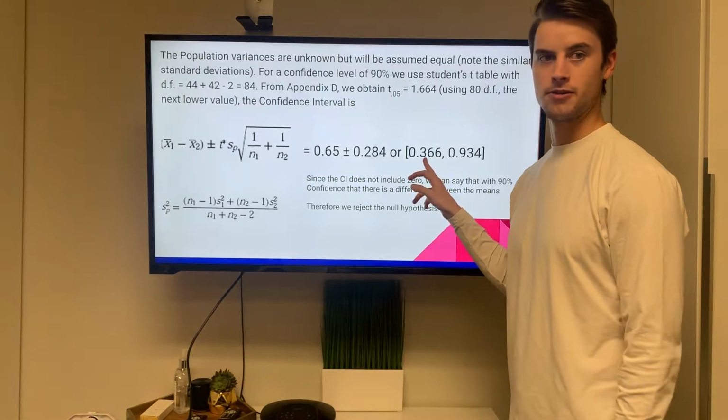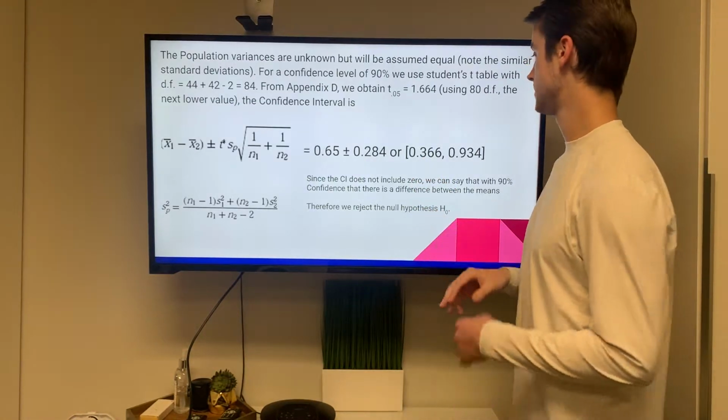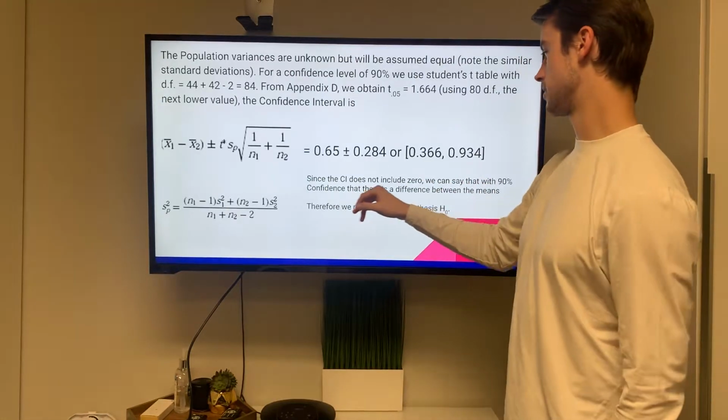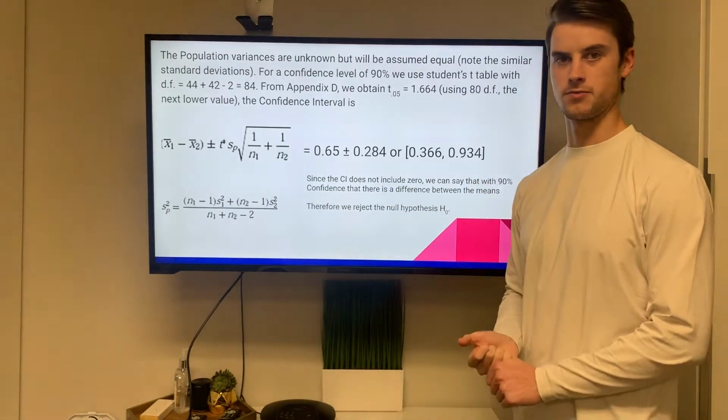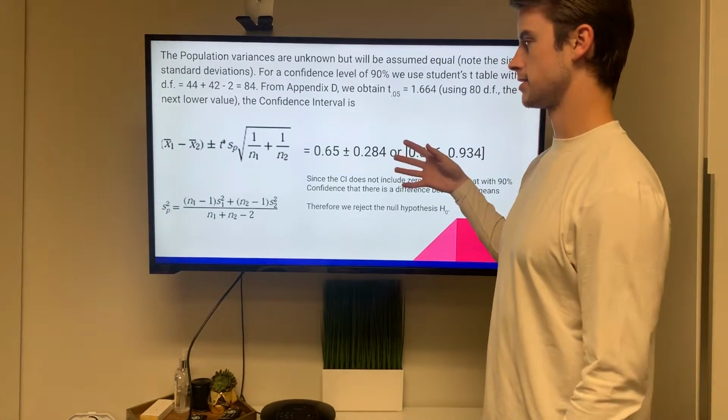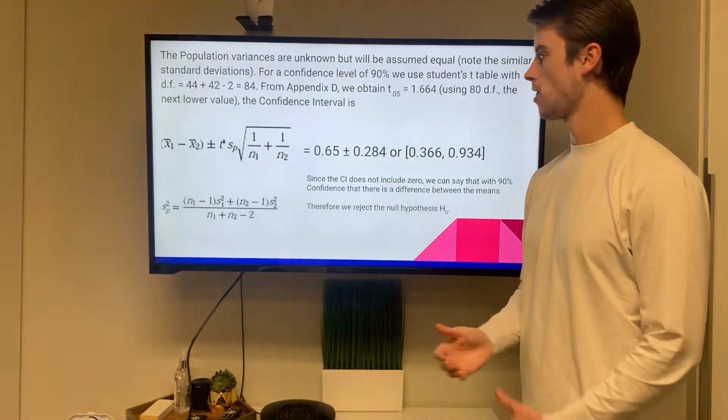That's really close to 0, but it's not 0, okay? So 0 is not in our confidence interval. So we can say with 90% confidence that there is a difference between the means, right? So we reject the null hypothesis, okay? That's all that this is saying. This is the confidence interval way.